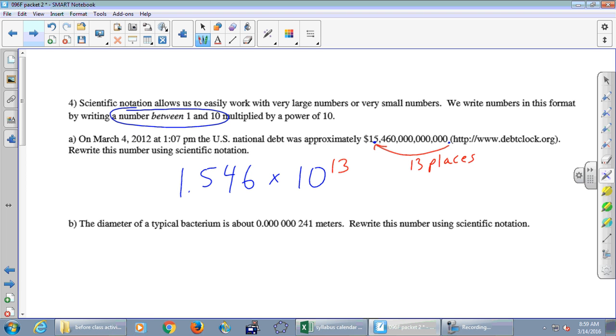Okay, let's take a look at this guy right here, the part B. The diameter of a typical bacterium is about 0.000000241 meters. We're going to rewrite this number in scientific notation. Okay, same idea as before. You're going to put that decimal place in the one spot that gives you a number between 1 and 10. Between what two digits am I going to put this decimal place? Between the 2 and the 4. You buy that? That's the only spot we can put it, because 2.41 is between 1 and 10. So we start by writing 2.41 times 10 to a magic power.